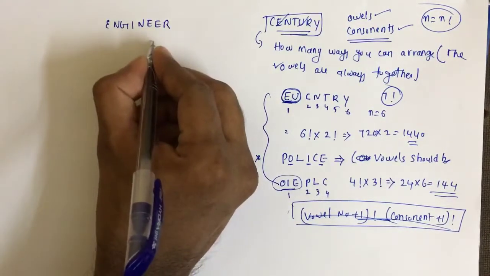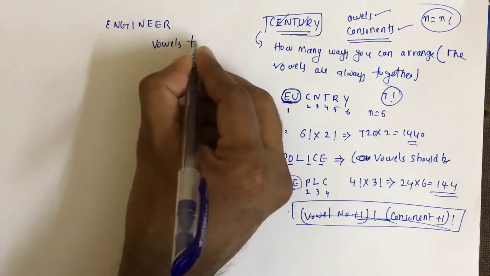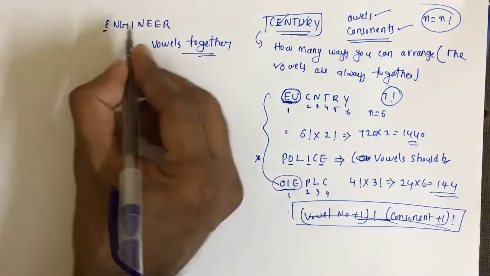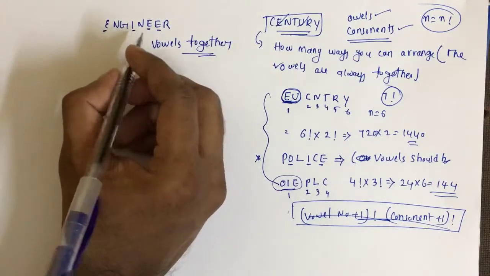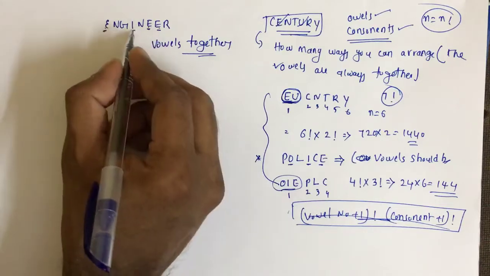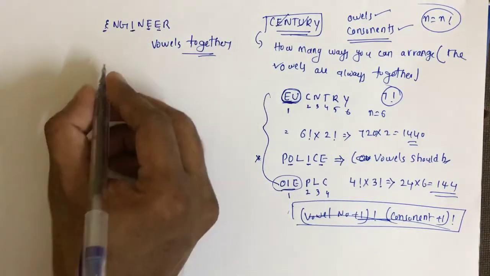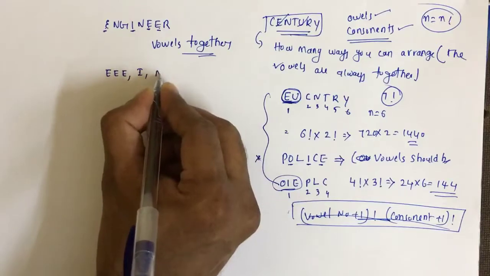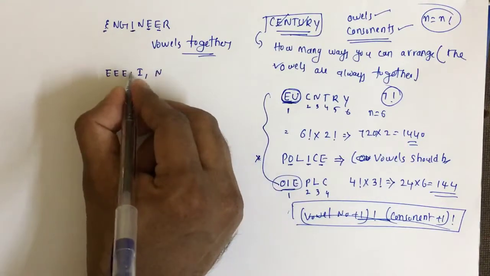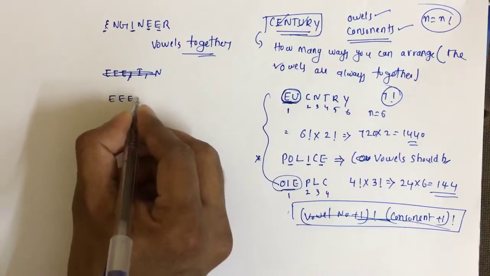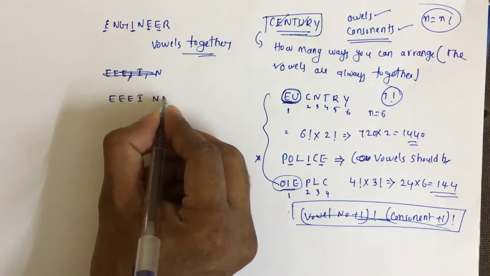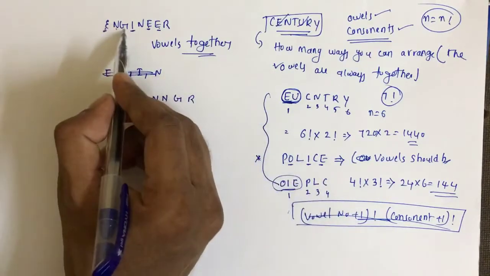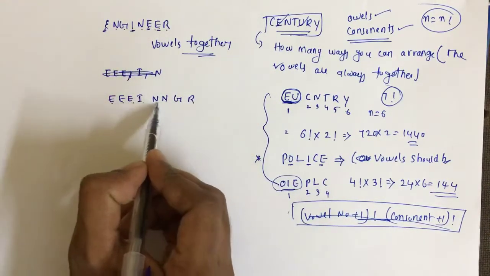So in this word, all vowels should be together. And this is very important, because here three vowels are same and one vowel is different. Okay, first we write E and I, then remaining N, G, R. So what is left? 1 2 3 4 5 6 7 8.